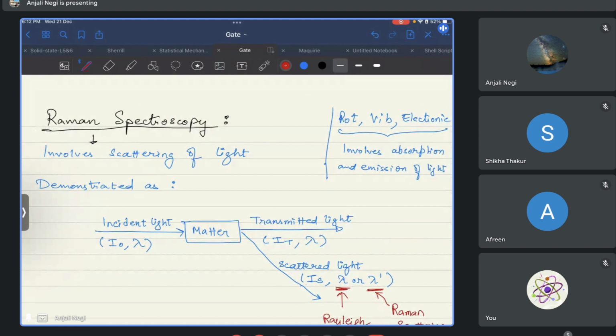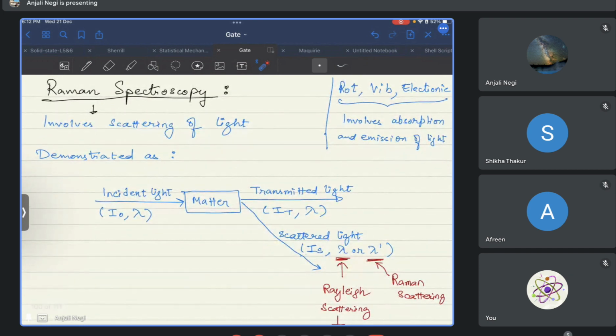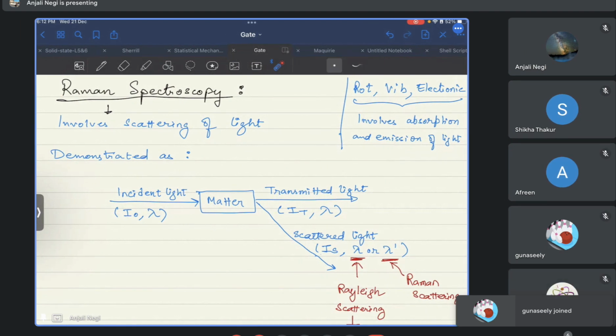So talking about Raman spectroscopy, usually rotational, vibrational, and electronic spectroscopy involve the absorption and the emission of light. But Raman involves scattering of light, which we can simply demonstrate as our matter interacting with the incident light, such that the incident light intensity is I0 and the wavelength is lambda.